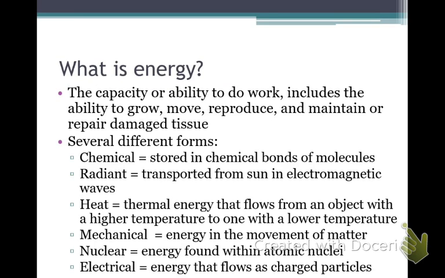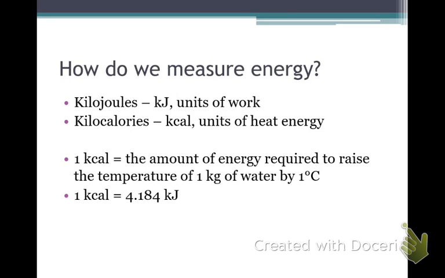What exactly is energy? Really, it's just the capacity or ability to do work. It includes our ability to grow, move, reproduce, maintain or repair damaged tissues. There's different kinds of energy. We have chemical energy, radiant energy, heat, mechanical energy, nuclear energy, electrical energy. All of these different types of energy give us the ability to do certain kinds of work. We measure energy in kilojoules and kilocalories. It's important to understand they're not equal to one another.